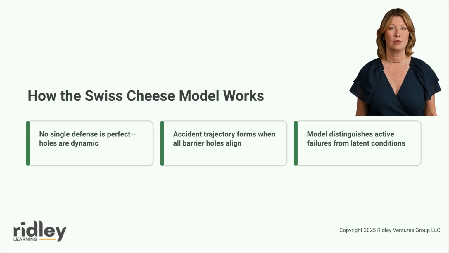The classic example of the 1977 Tenerife plane crash illustrates this perfectly. A combination of fog, communication misunderstandings, and procedural violations, representing multiple holes in the cheese, aligned to cause the deadliest accident in aviation history. The Swiss cheese model is particularly useful for understanding the two distinct types of failures that contribute to an adverse event: active errors and latent conditions.